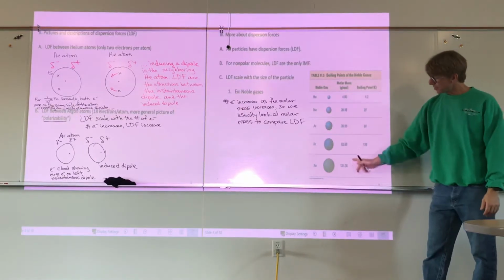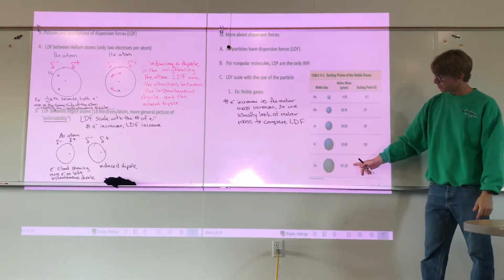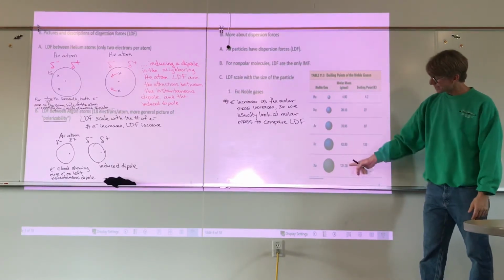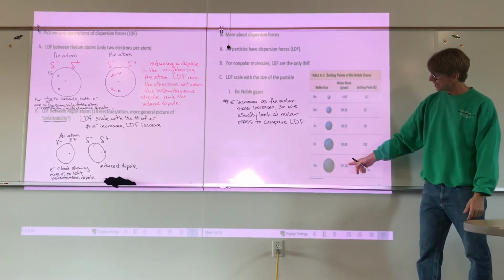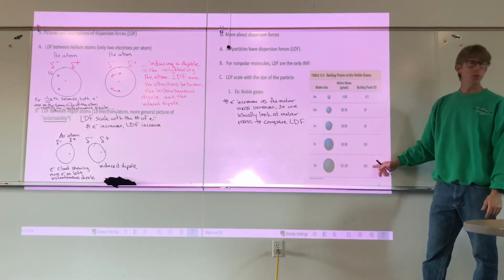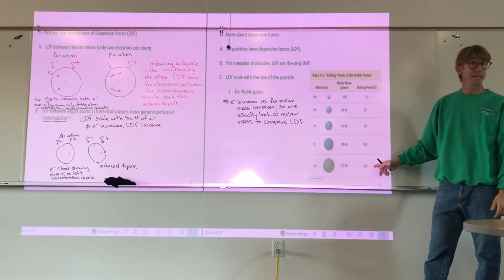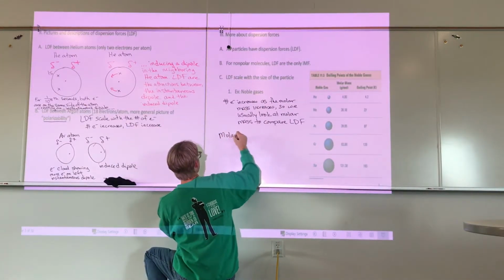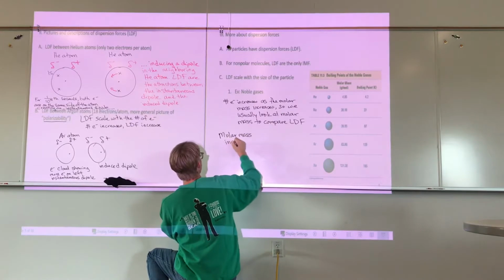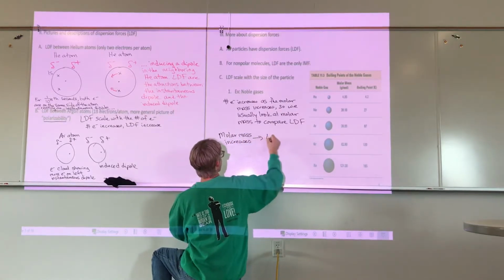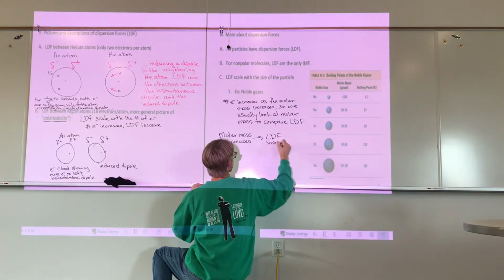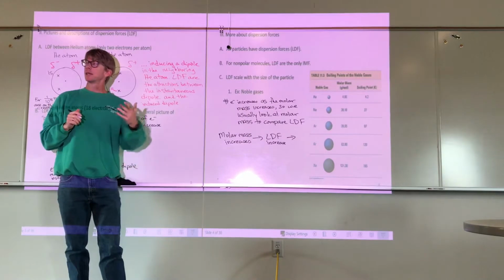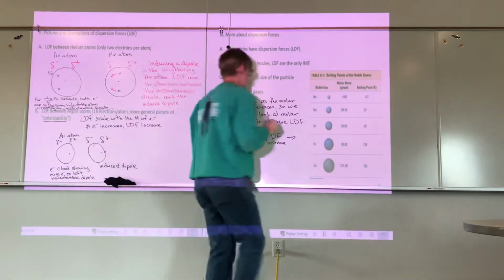What we're seeing is that the molar mass increases, the number of electrons increases, both of them do. What I'm trying to say here is that as this molar mass increases, as the LDF increase, so do the properties on the previous pages. They increase as well. So molar mass increases, London dispersion forces, LDF increase. Boiling point increases.